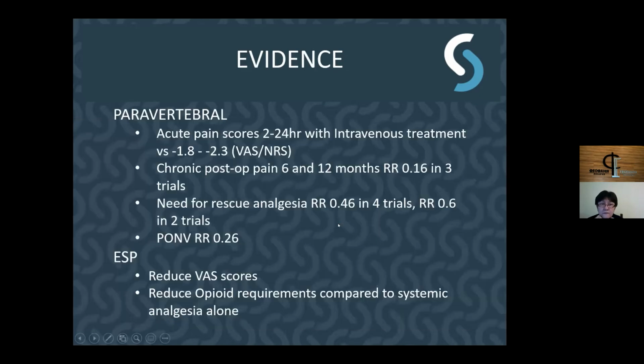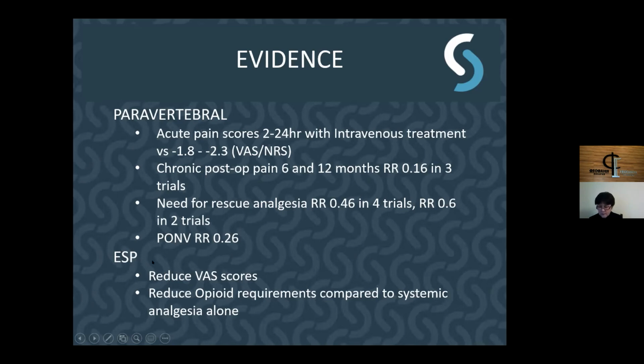Okay, then once we look at the evidence, paravertebral, I didn't go into detail, but paravertebrals, we know the acute pain scores go down, chronic pain decreases. You have decreased relative risk in chronic pain in loads of trials. Rescue analgesia nearly halves your requests for rescue analgesia, and post-operative nausea and vomiting is 5 times less than with just a general anesthesia if you add a paravertebral for pain control.